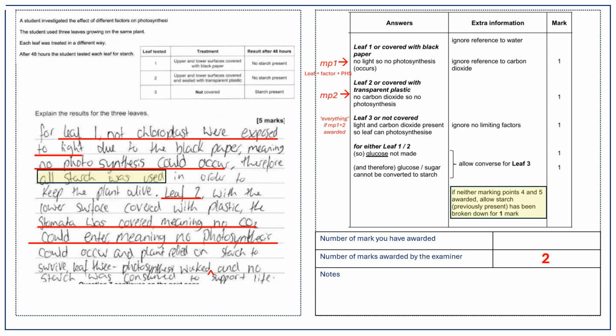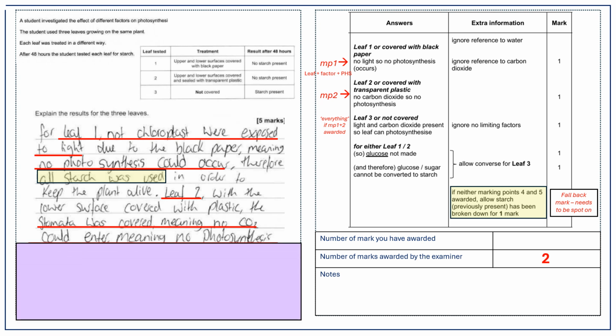Notice that there is a fallback mark, so if neither of those marking points have been awarded, starch being broken down can get 1 marking point. Because this is the fallback mark, it does need to be really explicit and clear what the student is referring to. The examiner in the summer didn't feel that that was the case, so the fallback mark wasn't awarded.